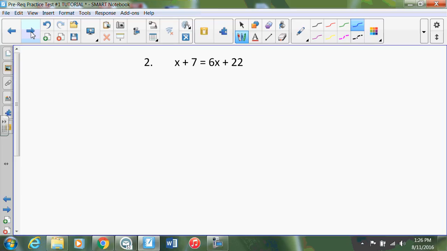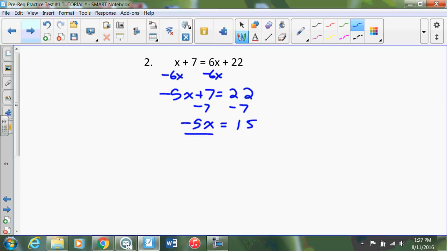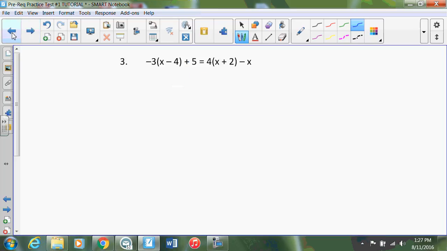For our next problem, we're going to want to get the x's together. And so you could either subtract x from both sides, or you could subtract 6 from both sides. Either way, subtract 7 from both sides. And divide both sides by negative 5. The problems are going to get a little more difficult as we go on.